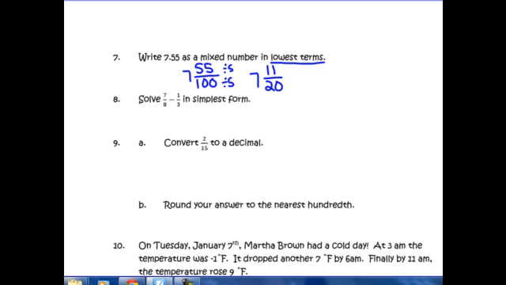7 and 11 twentieths. So changing a decimal to a mixed number in lowest terms. I don't know how to do that.